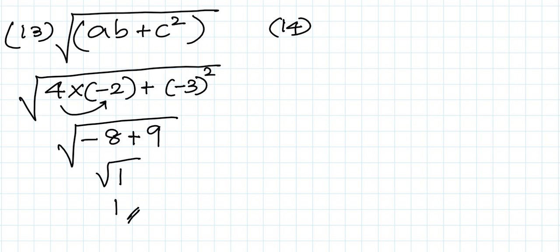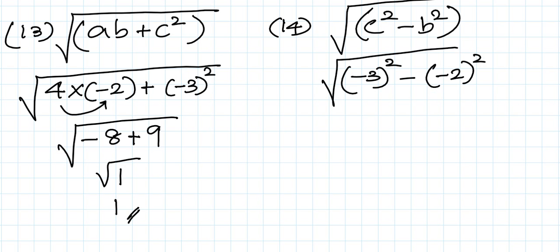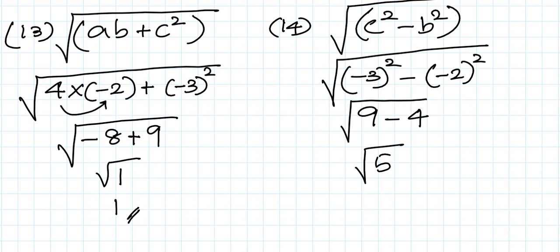And question number 14 is square root of (c square minus b square). So I have c is minus 3, so (-3) whole square, minus b is minus 2, whole square, that is 9 minus 4, which equals 5. So 9 minus 4 gives the square root of 5. We have two more questions.